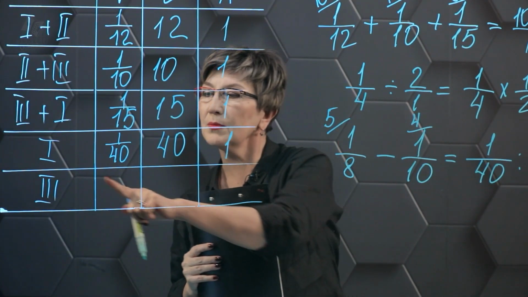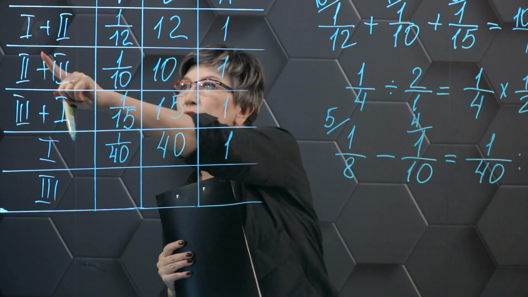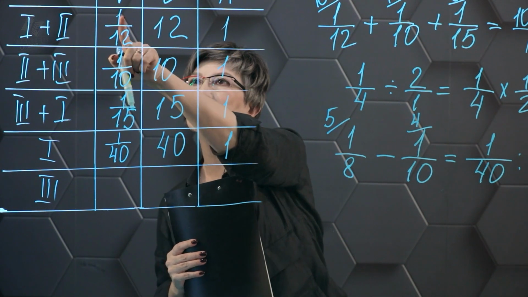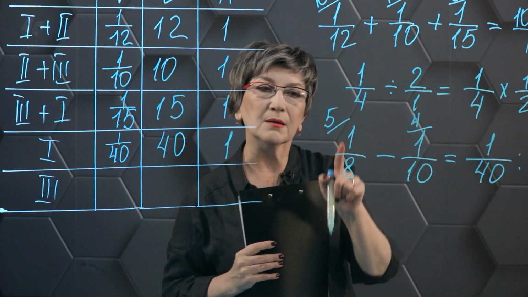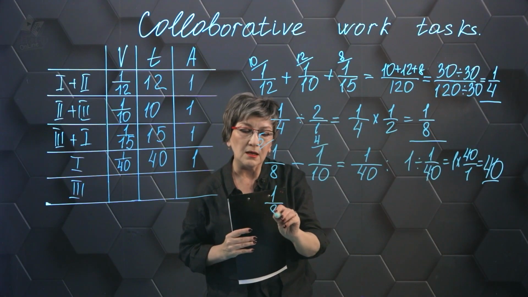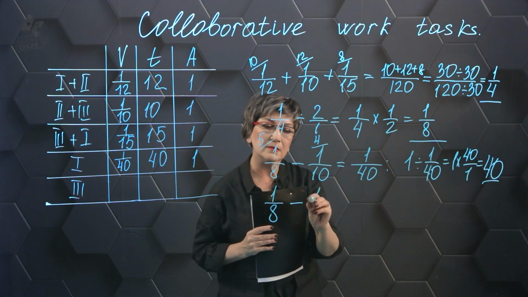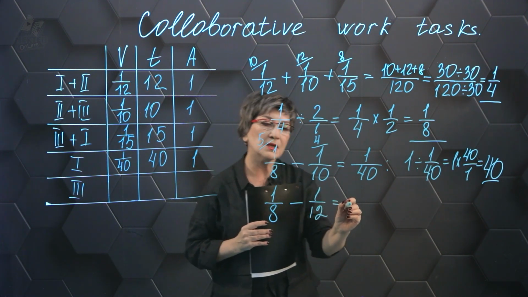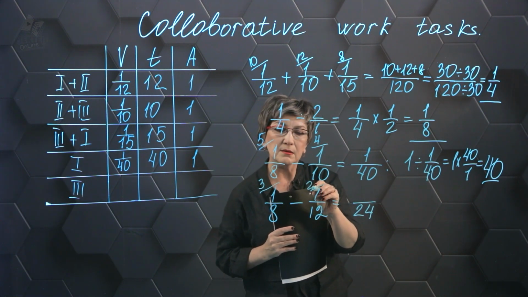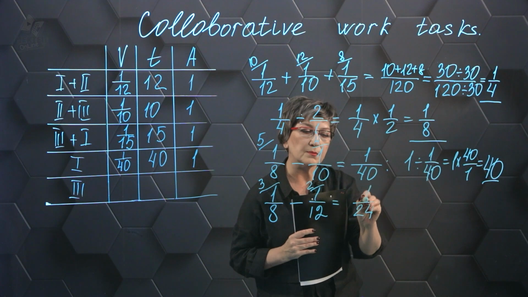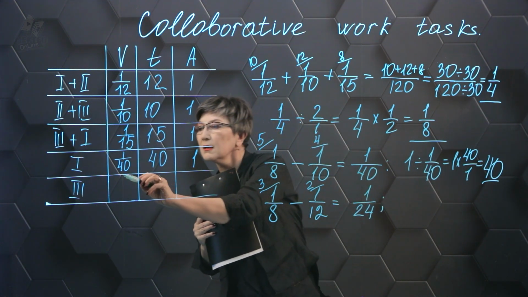Let's find the productivity of the third company. The condition says that the productivity of the first and second company is 1/12. So there's no third company in this condition, so I'm going to subtract 1/12 from 1/8. The common denominator is 24. The additional multiplier is 3. And there's 2. 3 minus 2. We get 1/24.